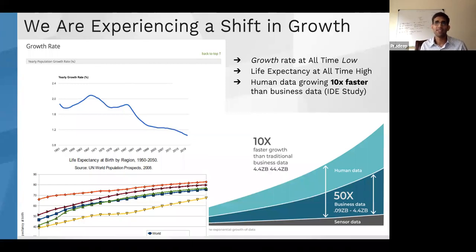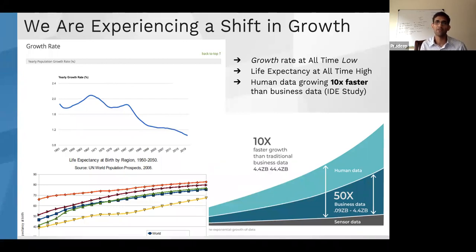Medicine and healthcare practitioners are looking at leveraging data. If you look at the infographic on the bottom right corner, a large percentage of human data is human health data. That data is rapidly growing. It's growing 10 times faster than traditional business data. So how do you leverage this data and solve those precise and compelling problems?